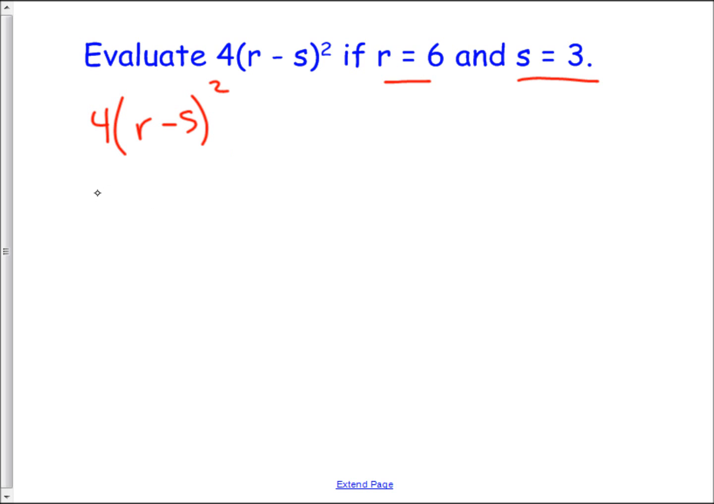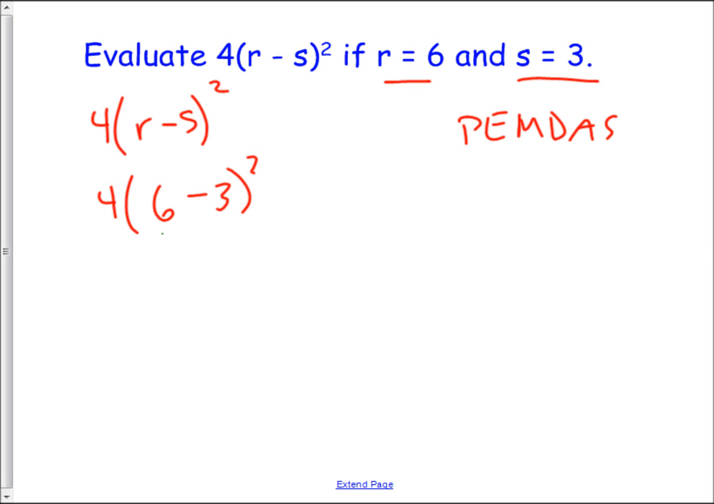In the next part, we're going to do 4 times, we're going to substitute 6 for R. So we're going to go 6 minus, and S is 3. And we'll go ahead and keep that squared, okay? Now we've got to think of our order of operations, PEMDAS. All right, so we do have grouping symbols. So we have to do the 6 minus 3 first.